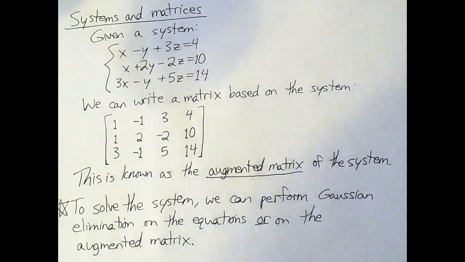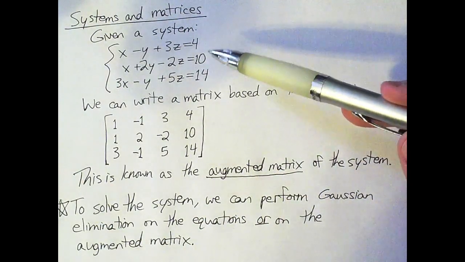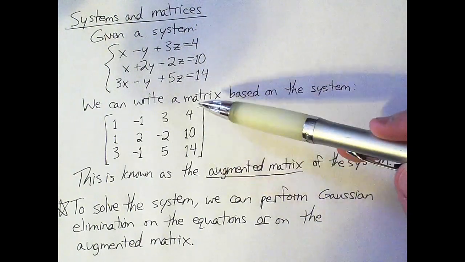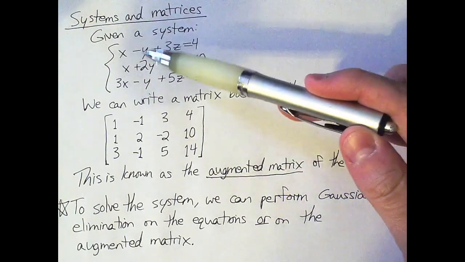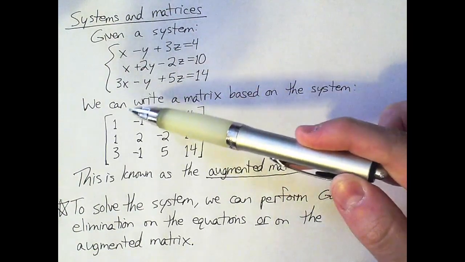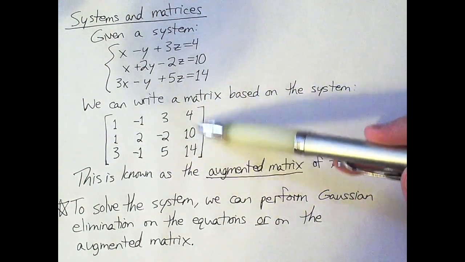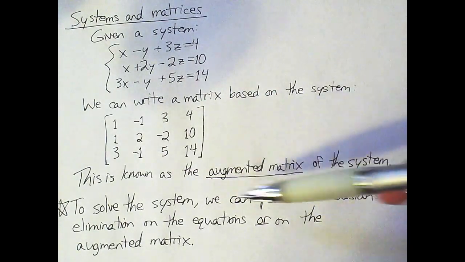I guess an idea to keep in mind is that if we have 3 equations, then the matrix is going to have 3 rows. So each row represents an equation. And if we have 3 variables, there are going to be 4 columns because we also need that column for the right-hand side. By the way, in case you're wondering, what does this word augmented mean?